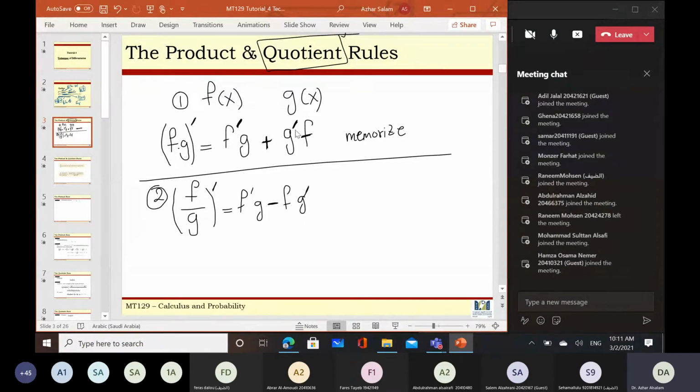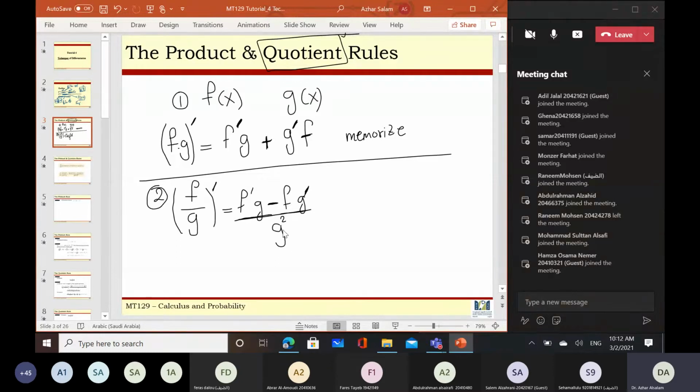Of course, it's the same whether I say g dash f or f g dash; multiplication is commutative. But in addition, I will divide by the second function in the denominator, which is g square. Notice that the numerator here is exactly the same as the product rule, only the sign has changed. But in addition, I also divided by g square.